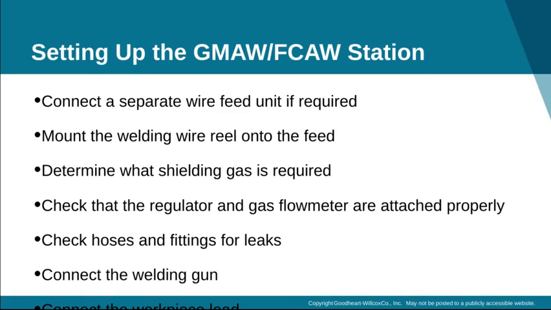Setting up the MIG and flux core station. Connect a separate wire feed if required. Mount the welding wire wheel onto the feed. Determine what shielding gas is required. Check that the regulator and gas flow meter are attached properly. Check hoses and fittings for leaks. Connect the welding gun, and connect the workpiece lead or the ground clamp.